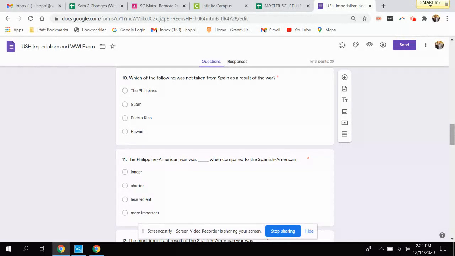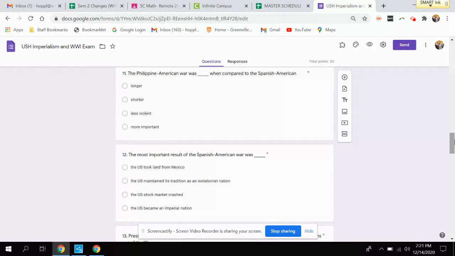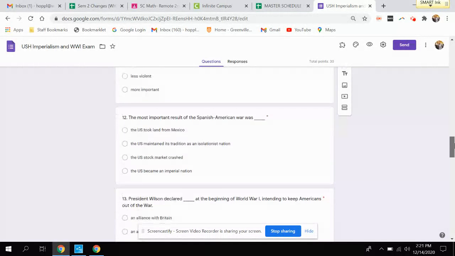Question 10. Which of the following was not taken from Spain as a result of the war? The Philippines, Guam, Puerto Rico, or Hawaii? Question 11. The Philippine-American War was this when compared to the Spanish-American War? Was it longer, shorter, less violent, or more important?